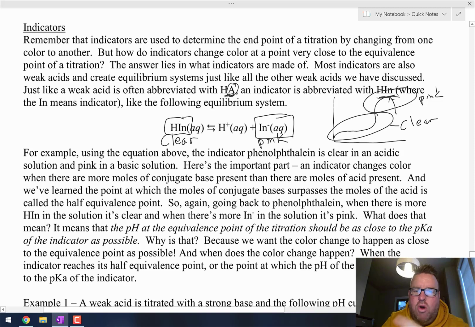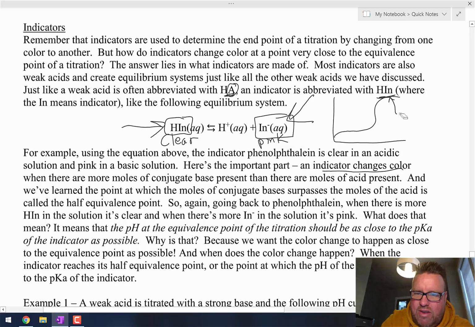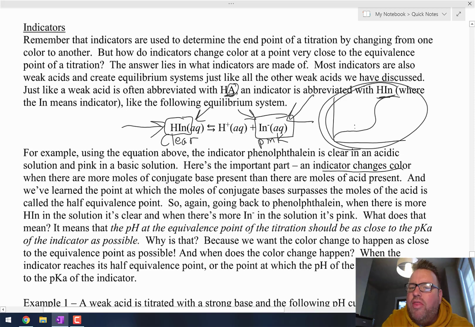So an indicator changes color when there are more moles of the conjugate base than there are moles of the original acid that was present. Now, when does that happen? Think about a titration. At what point in the titration, again, don't think about the indicator here, think back to the titration, do you now have more conjugate base than you do acid? The half equivalence point, right here.